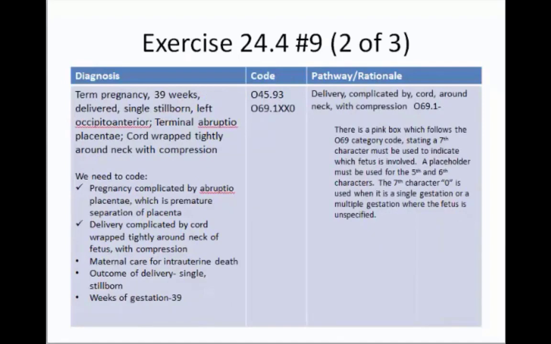Now, let's look at the second part, the delivery complicated by the cord around the baby's neck. And it's pretty straightforward. Delivery complicated by cord around neck with compression. There are codes without compression, so it is important that you notice that last phrase there. You've got another one of those pink boxes telling you your seventh character. In this case, the seventh character is telling us which fetus. We have a single fetus, so we're going to choose 0 as our seventh character. And that takes care of our second bullet point.